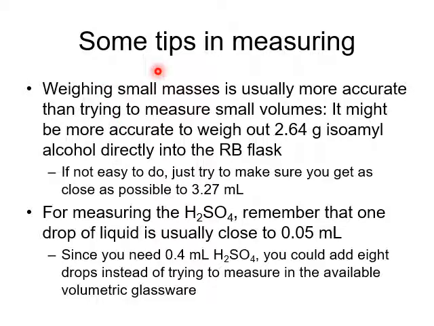Weighing small masses is usually more accurate. That is true. It might be more accurate to weigh out 2.64 grams of the alcohol directly into the round bottom flask, but it's of course not that easy to do. So you have to make sure that you get the right volumes and the right masses.